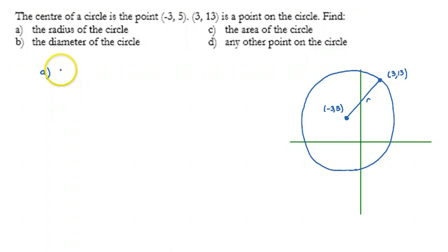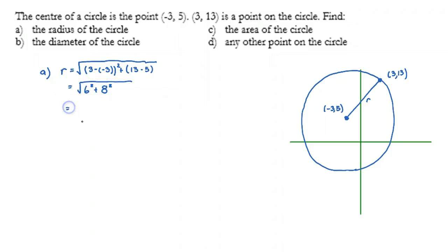But in this case, instead of using d, I'm going to use the actual letter r. So we know that r is equal to the square root of, and now we just take our values and plug them in, 3 minus -3, watch that double negative, plus 13 minus 5, perfect. So this is the square root of 6 squared plus 8 squared, which is going to give me the square root of 36 plus 64, and I get really excited now because this is the square root of 100, which is 10. So we know the radius is 10.